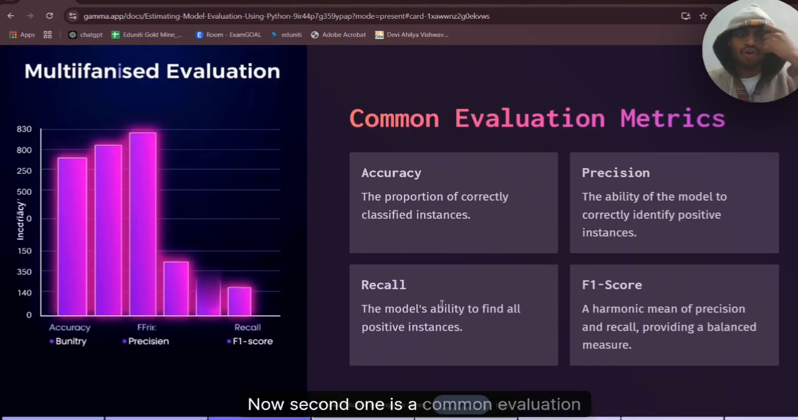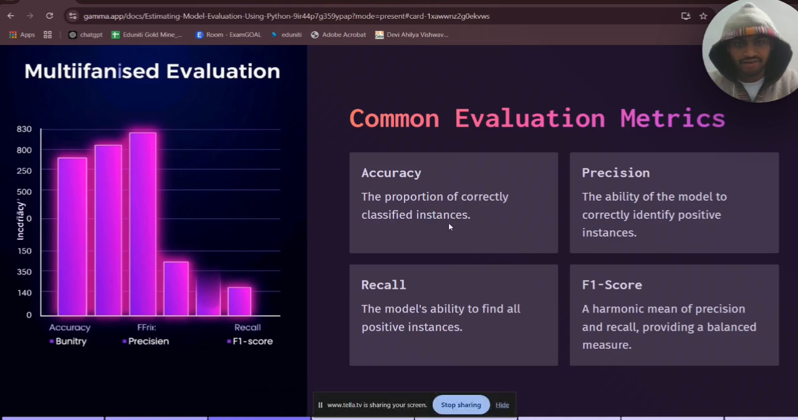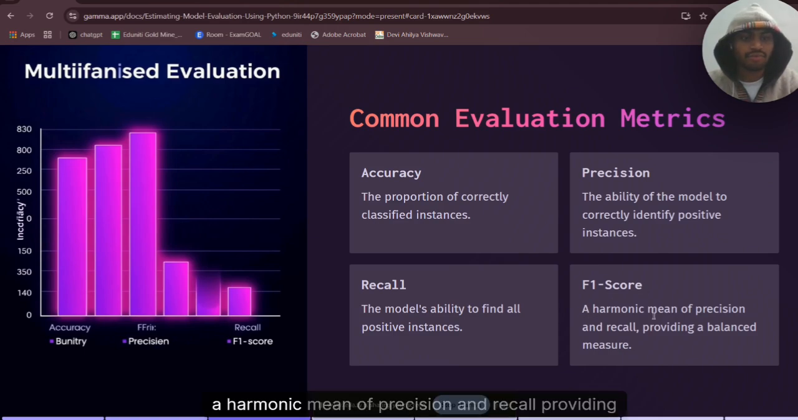Now, second one is common evaluation metrics: accuracy, precision, recall, F1 score. Accuracy is the proportion of correctly classified instances. Precision is the ability of a model to correctly identify positive instances. Recall is the model's ability to find all the positive instances. F1 score is the harmonic mean of precision and recall, providing a balanced measure.